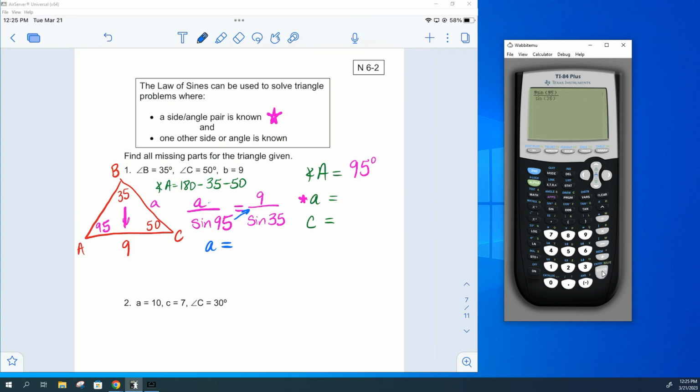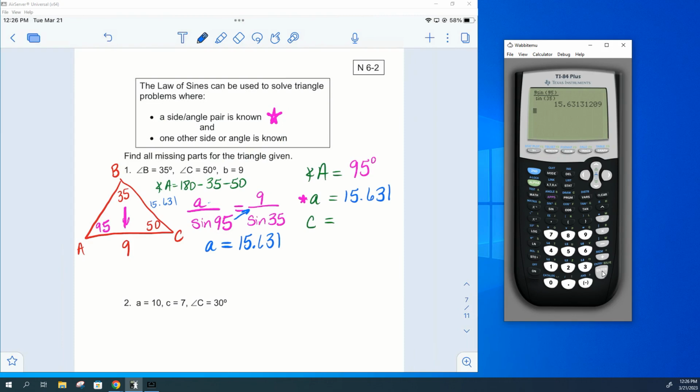And when I type that in, it gives me, and it's 3 decimal places, 15.631. And that's what I have here. And I'll go ahead and put it on my triangle as well. Now, how do I get the third side?